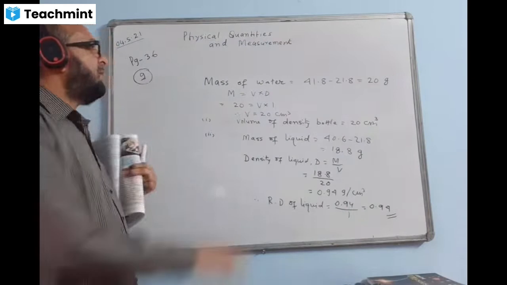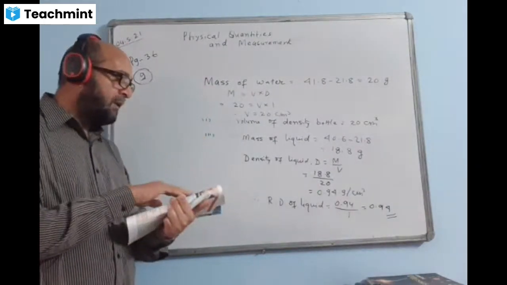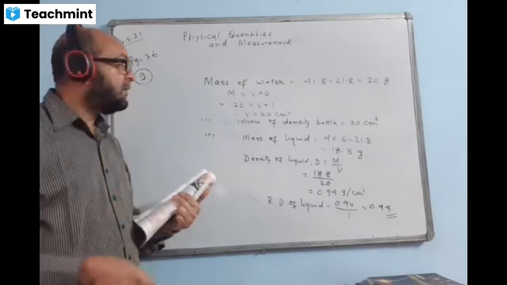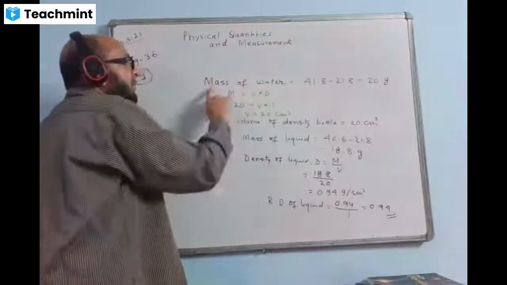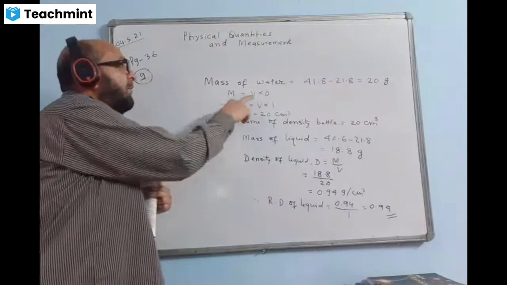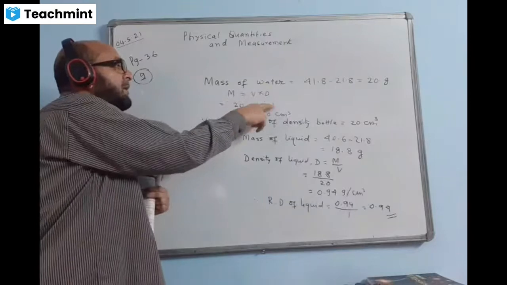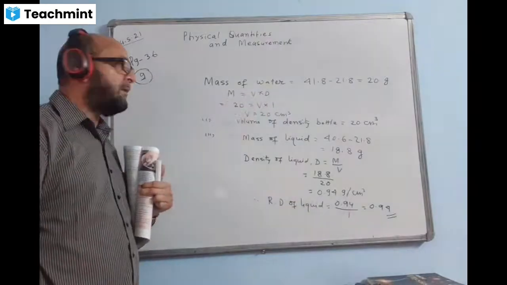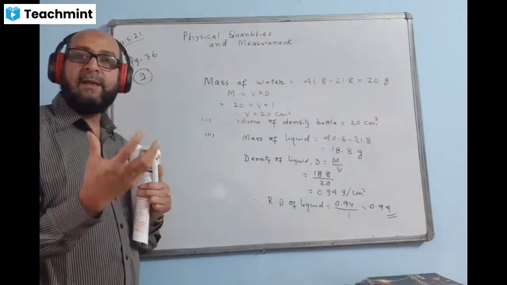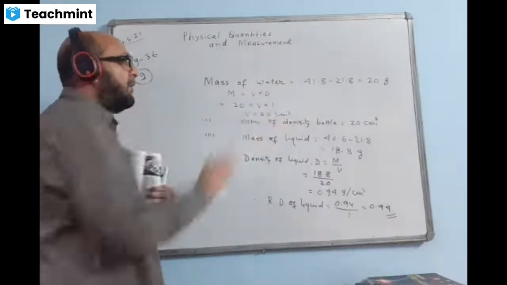Okay, first we'll find mass of the water. When the bottle was empty, the mass was 21.8. When it is filled with water, the bottle mass is given 41.8. If you subtract it, you get mass of the water. So mass of the water, formula will apply volume into density. Mass value is 20, volume is V, we have to find it, and density of water is 1. We get the volume as 20 centimeter cube. That is, volume of the liquid is same as the volume of the bottle. So that's why we say volume of density bottle is 20.